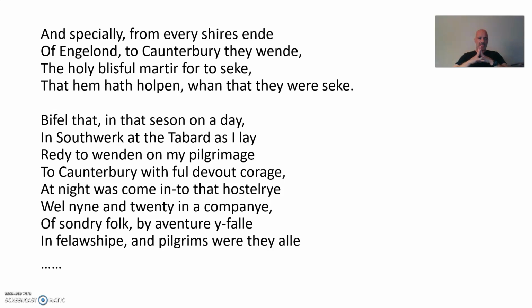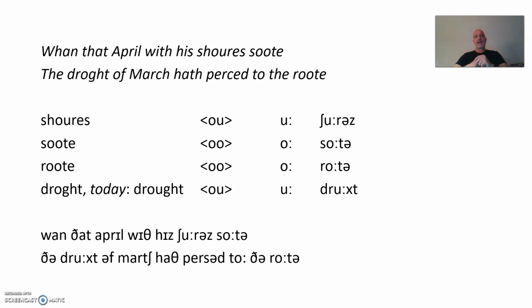Okay. The short vowels may be a bit different as well, but I will talk about the short vowels later on. First of all, the long vowels. Look at that, just two lines: "Whan that April with his shoures soote, the droghte of March hath perced to the roote." Droghte or drought. Okay, long, probably that.